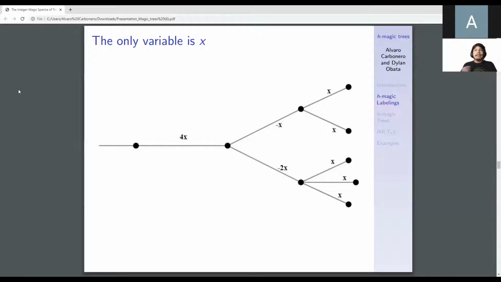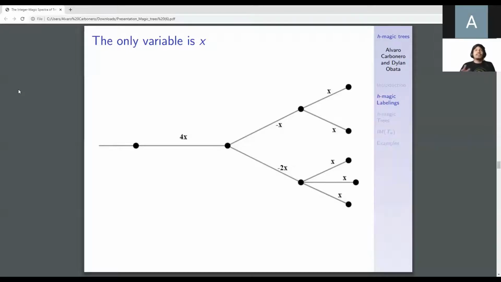Every edge needs to have a really specific labeling. In particular, it has to be x times f of that edge. And again, it's really important to remark that f is only dependent on the tree. You don't need an H-magic labeling. You don't even need to be talking about H-magic labelings. F is going to calculate a number because it only considers the tree itself. Now, this implies then that x is the only variable. That's the only number we have control over.